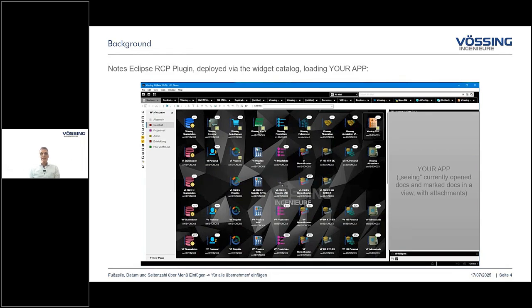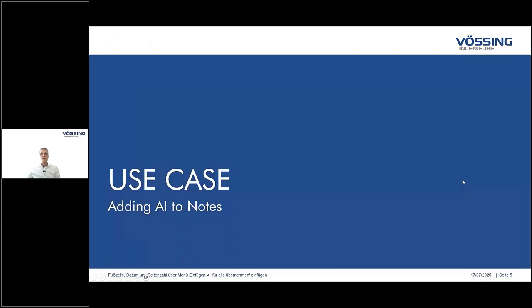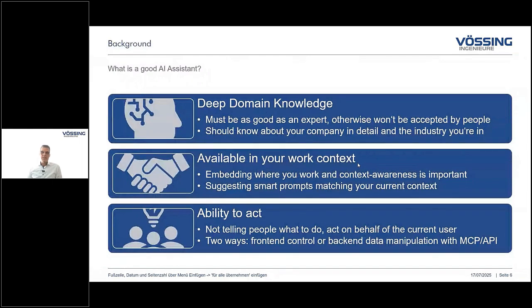And we started to think about, now that we have that capability, what would be the best way to use it? And so we have to speak about what we call AI to notes. And for that, we built Vössing AI. And with doing so, we asked ourselves questions like, what is a good AI assistant? What does it have to do? What does it have to know? And we found three very important things.